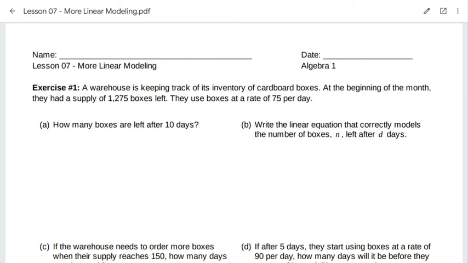Hey everyone, in this video we're going to continue on to the lesson that we did in class. We're just going to keep following up with linear modeling.